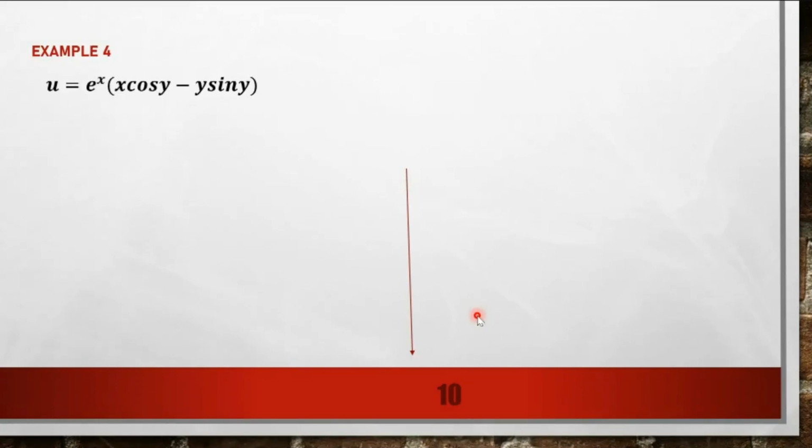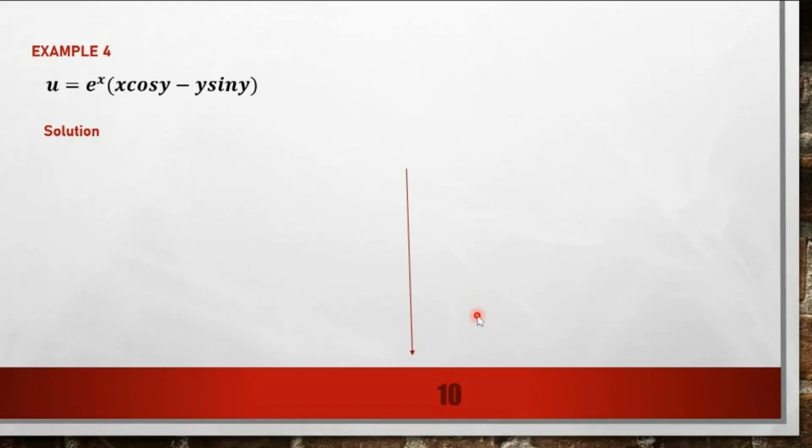तो f dash of z निकालने के लिए हमें ux, uy. ठीक है, तो हमें ux, uy. तो tell me what will be ux. How do we calculate ux here? Differentiating u partially with respect to x. तो कैसे करेंगे हम differentiate इसको?